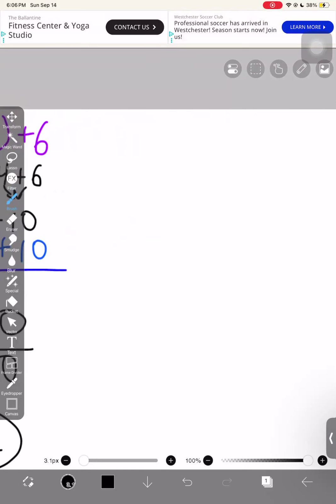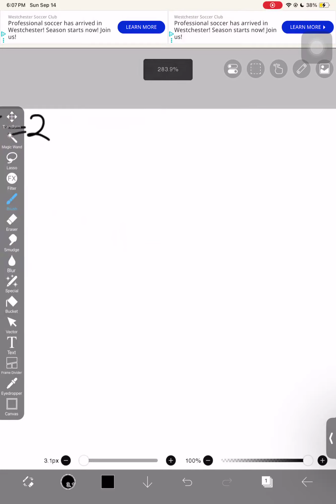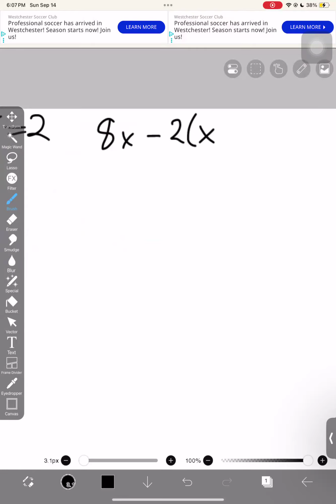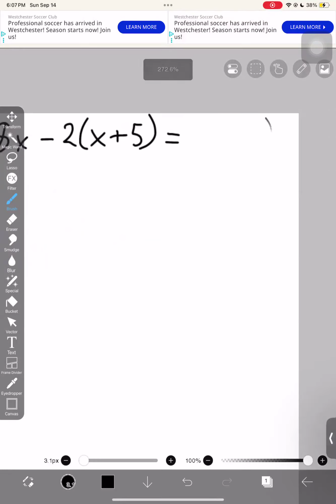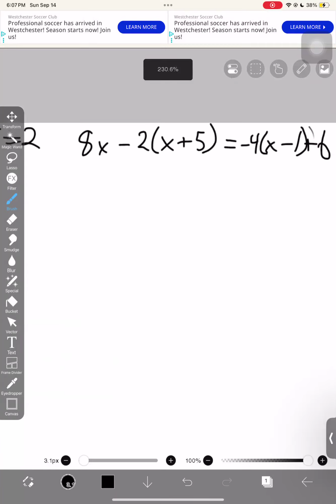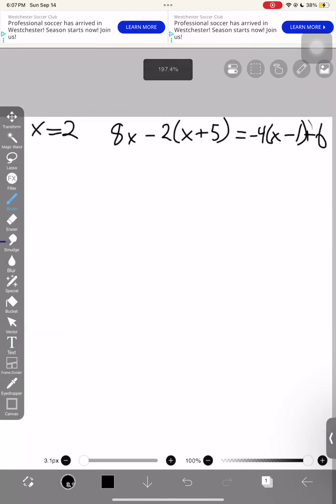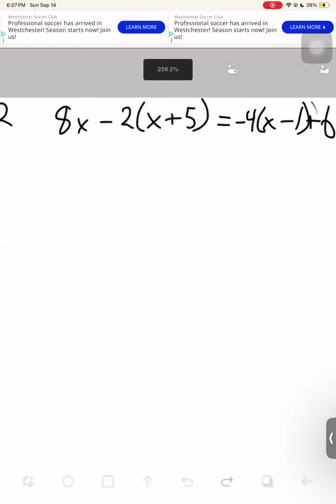Now that we know that x is equal to 2, we could plug it into our equation, and that should help us. So let's remember our equation is, what is it? It's 8x minus 2(x plus 5) plus 6, right? That's how our equation looked, right? Now that we know that x is equal to 2, we could check our work. So let's do that. In every single x that we see, we're going to plug in 2.